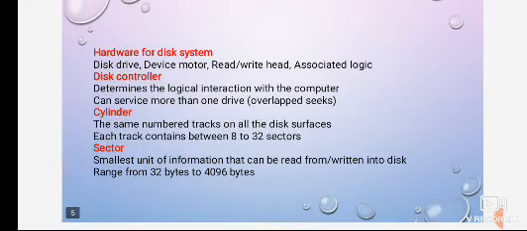So, the hardware for a disk system: the disk drive, the disk device monitor, and the read or write head associated with the logic. The disk controller determines the logical interaction with the computer and can service more than one drive. It cannot be overlapped. And a cylinder is the same numbered track on all the disk surfaces. Each track contains between 8 to 32 sectors. The sector is nothing but the smallest unit of information that can be read from or written into the disk, ranging from 32 bytes to 4096 bytes.